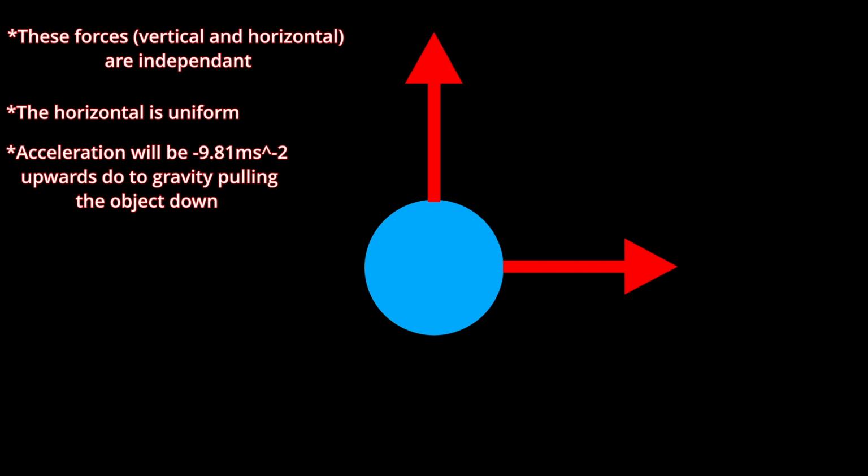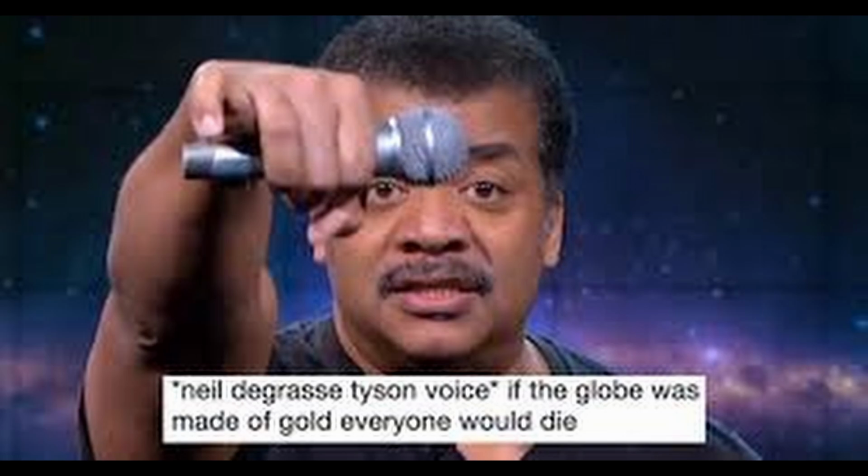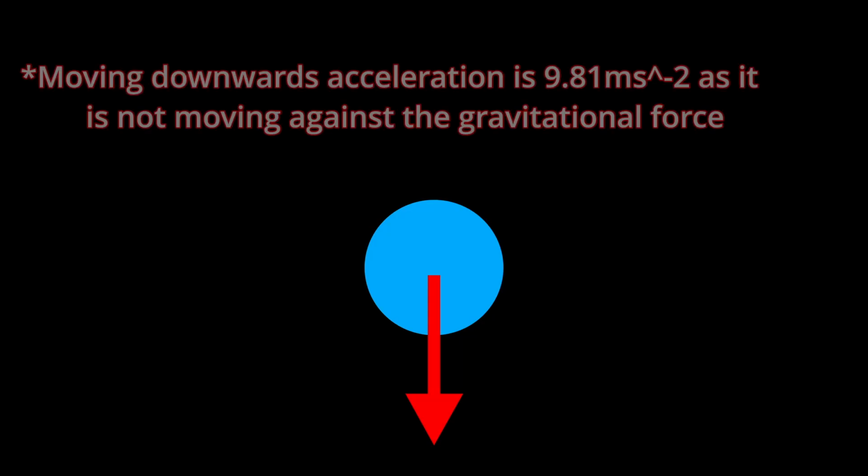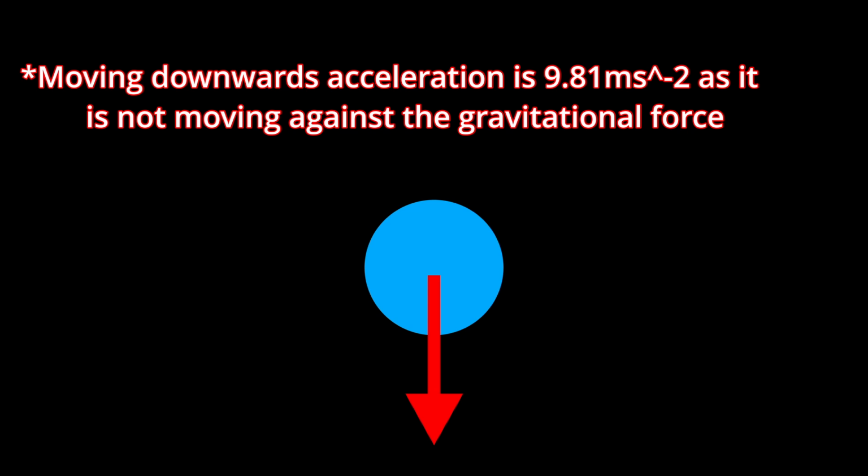decelerate. Why, you may ask? No clue. I'm just trying to finish my physics homework and I'm no astrophysicist. Anyway, if the object is moving downward, the acceleration will be 9.81 meters per second squared, as gravity is trying to pull the object back down to Earth.